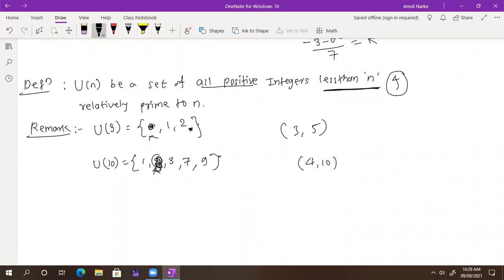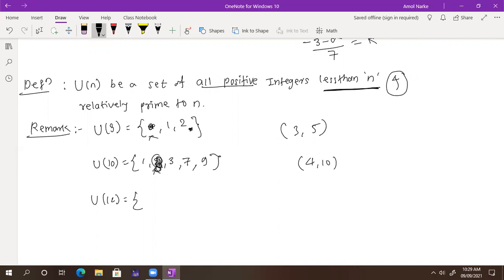Got it? Now just check whether this is a group or not under multiplication. How does 9 come? What is the common factor between 9 and 10? It's a very simple question.